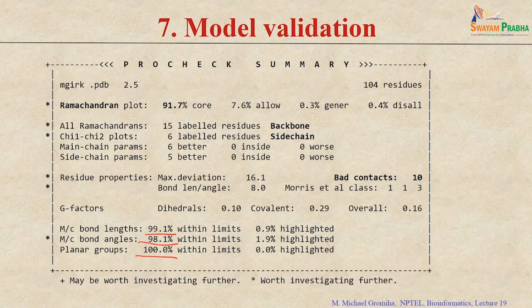Then see the Ramachandran plot. You can see the allowed region, right, these are the allowed regions, and you can see the partially allowed region. So, around 98% are in the allowed regions. In this case the model works fine.